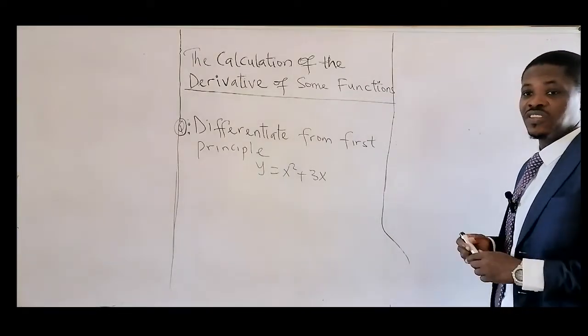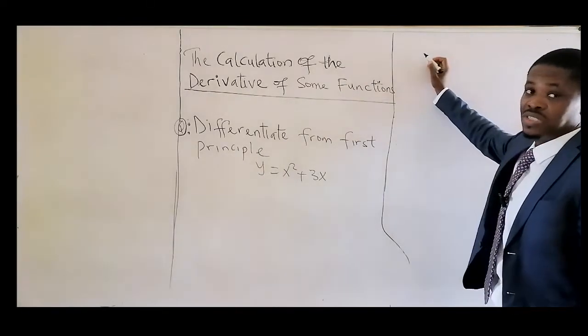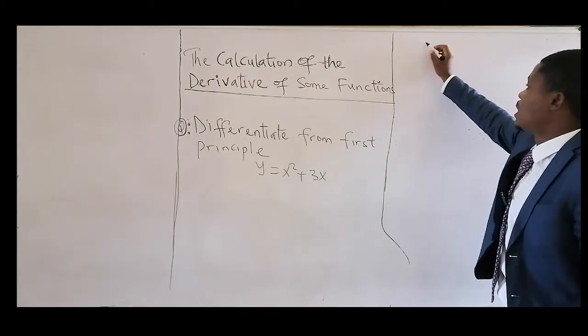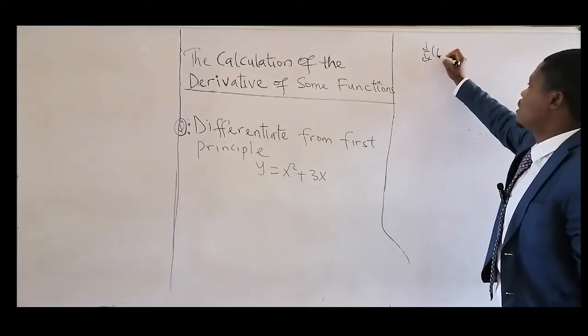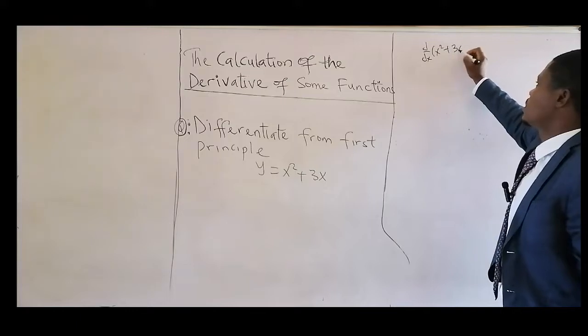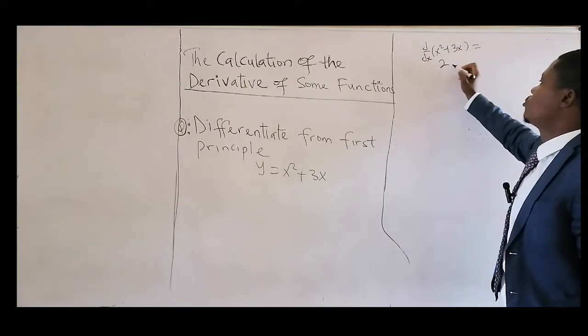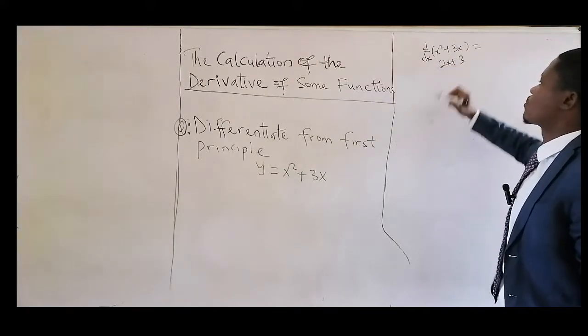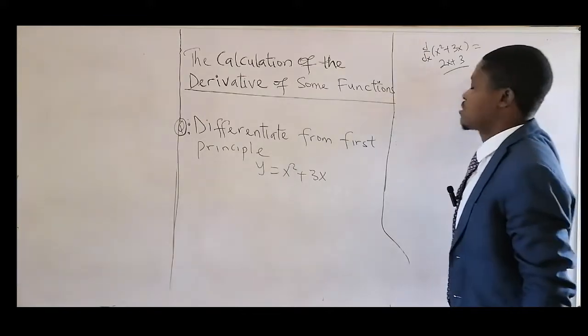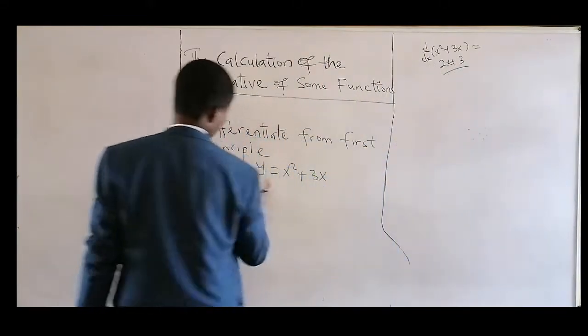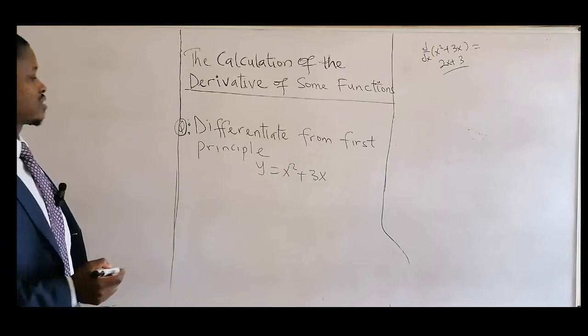But we must know the derivative from the general principle of calculus without using limits. The derivative d/dx of x squared plus 3x will be equal to what? 2x plus 3. Okay, so that's the final answer. So let's use the limits to get this, for the first principle.